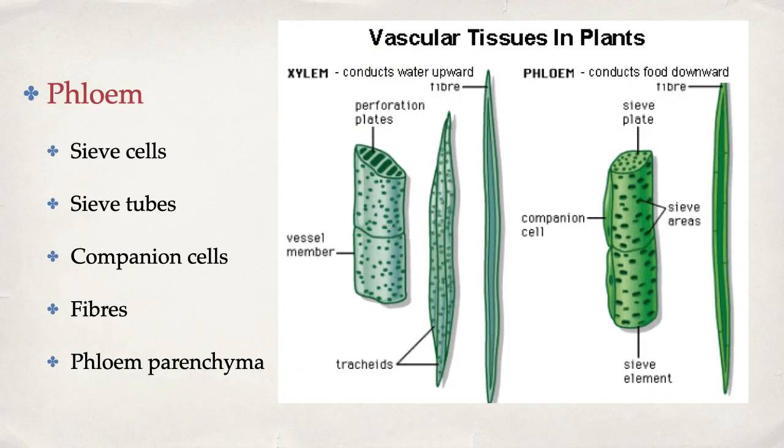The next tissue is phloem. Phloem is responsible for the transportation of materials away from the photosynthetic parts to the storage parts. This phloem is responsible for conducting food material, which is formed during photosynthesis, to the various storage parts. And this phloem consists of sieve cells, sieve tubes, companion cells, fibers, and phloem parenchyma.